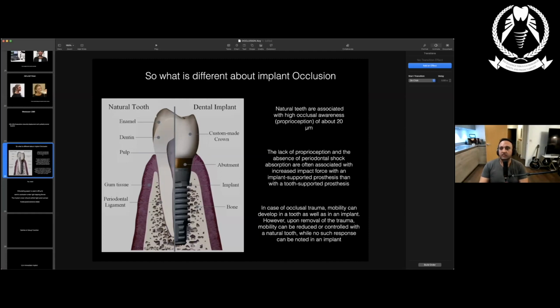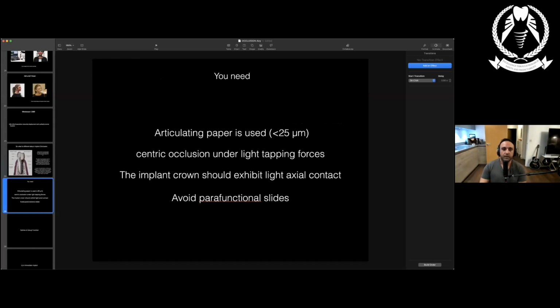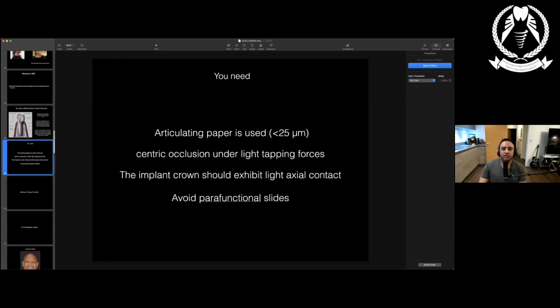Natural teeth are associated with high occlusal awareness, proprioception of about 20 micrometers. I don't know what that means, but it's relevant somewhere in the world. Having a tooth in is a good thing when it comes to proprioception and forces through your teeth. So you need to assess things, and you need articulating paper. If you have a really thick articulating paper, it's pretty useless. So use a nice thin one.